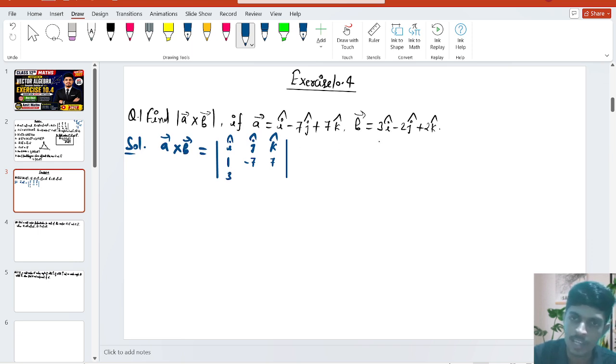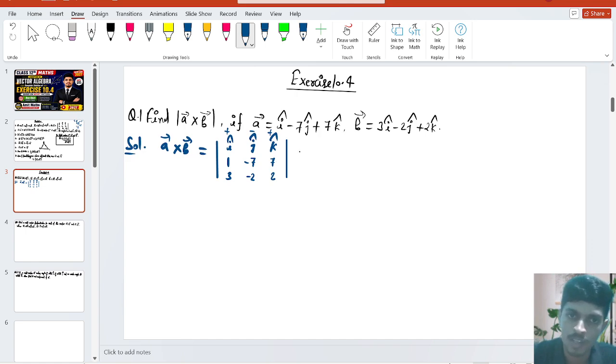So we write in i cap columns and j cap coefficient is minus 2. This is minus 2 and k cap coefficient is 2. Just simplify. This is plus minus plus. This is only determinant of 3 cross 3, which we were already told in the determinant chapters.